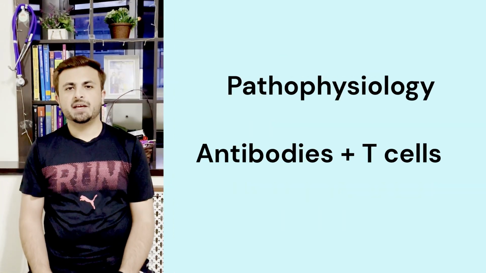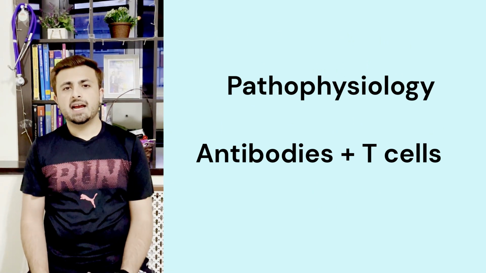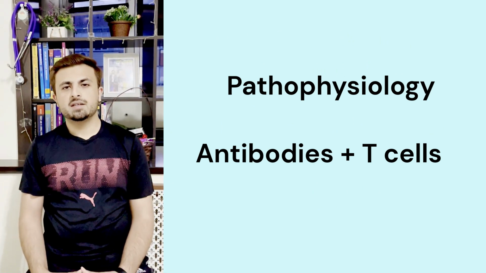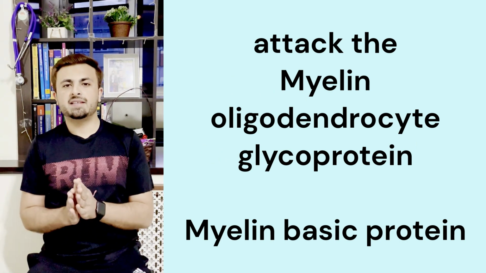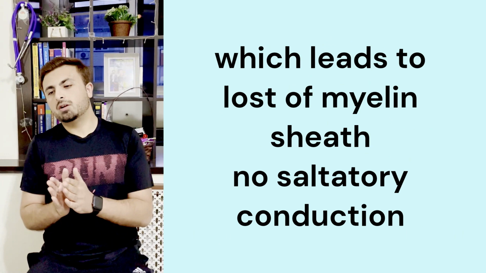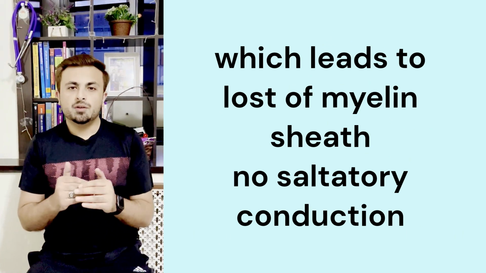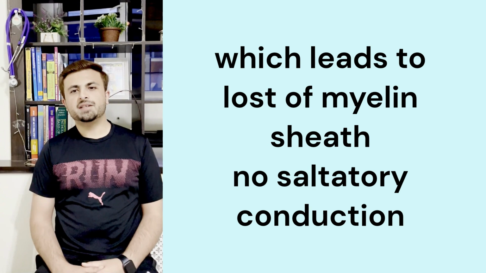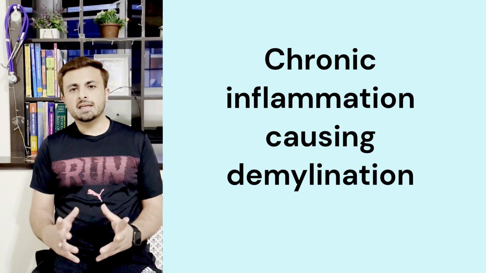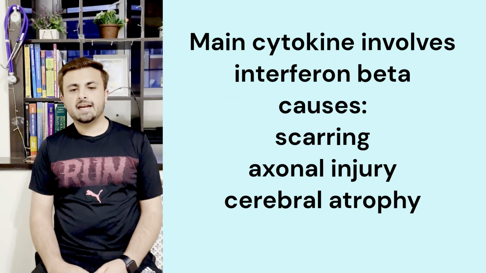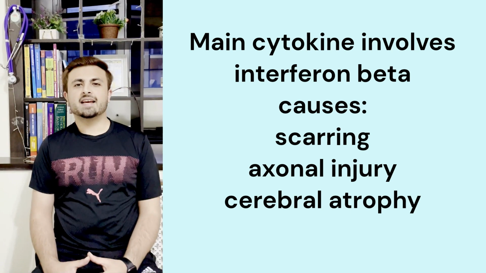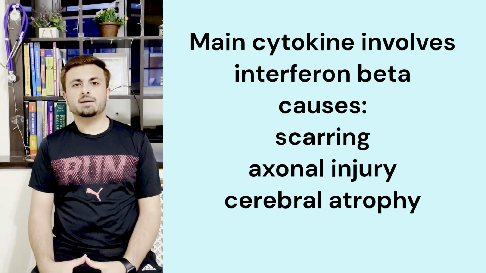Now we will discuss the pathophysiology of multiple sclerosis. As we know, it is an autoimmune disease. So our antibodies and T cells attack the myelin oligodendrocyte glycoprotein and the myelin basic protein, which leads to the loss of myelin sheath and axonal transection. The chronic inflammation leads to demyelination. In this inflammation, the main cytokine involved is interferon beta, and it causes scarring and secondary axonal injury. Also, in the later stage, there can be cerebral atrophy.